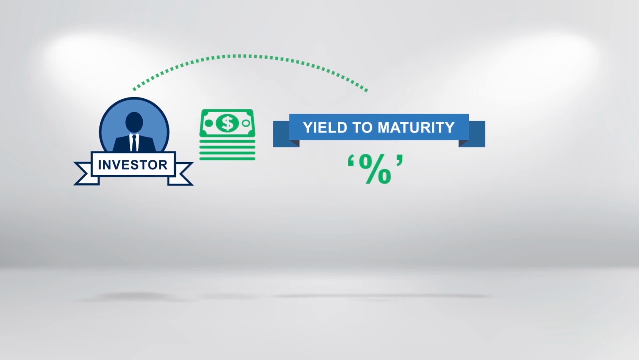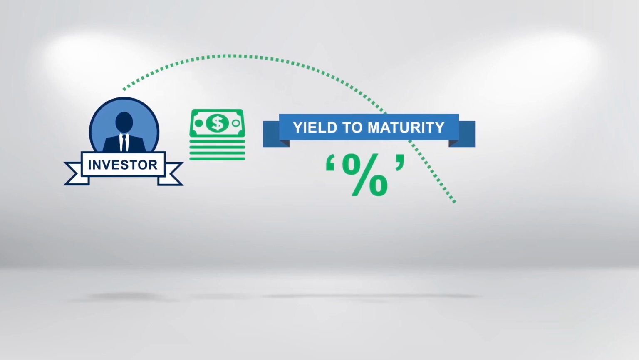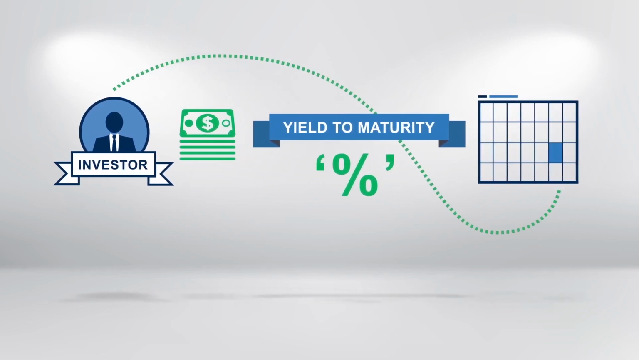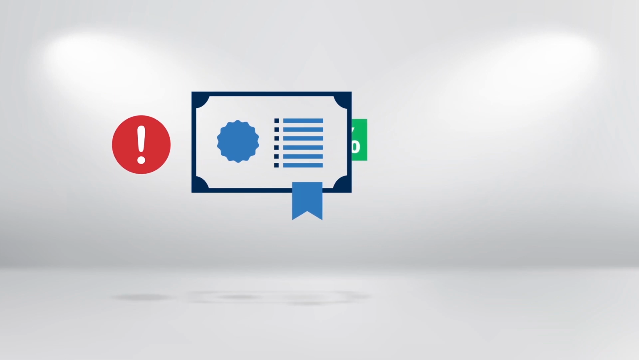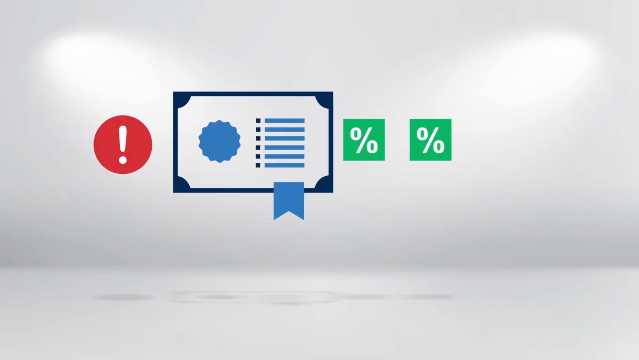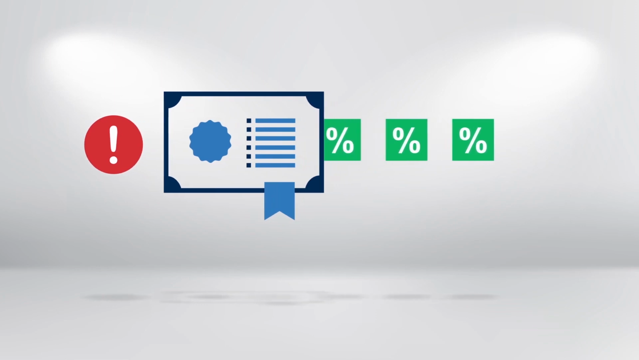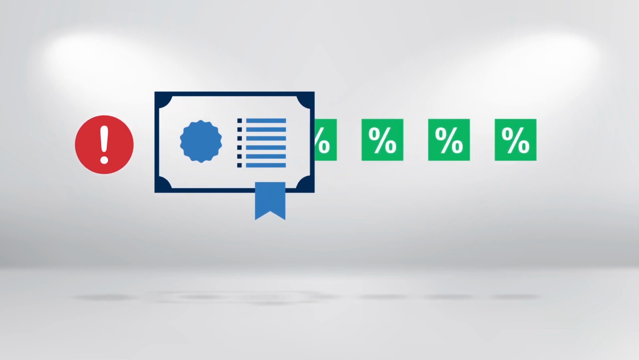It defines the total return in percentage terms that the investor earns on the investment if they hold it to maturity. Now, this is not to be confused with the interest or coupon paid on the bond. The coupon is the agreed interest paid at predefined intervals on the bond by the issuer.